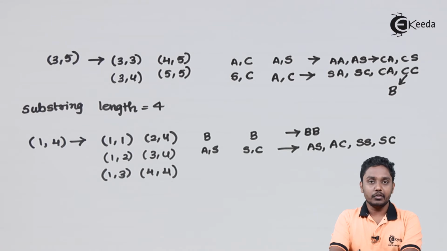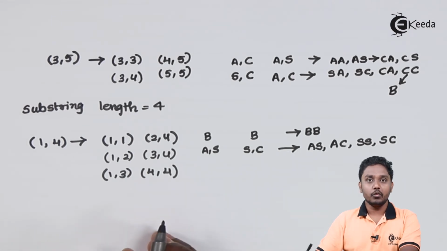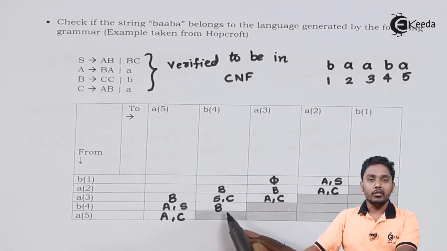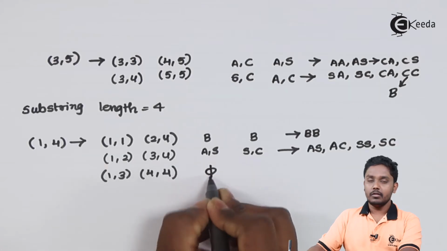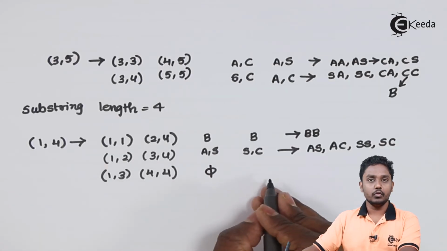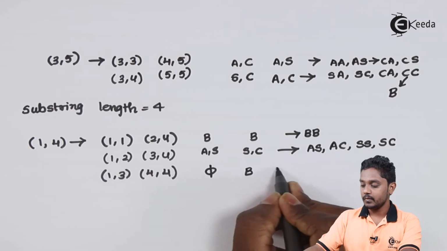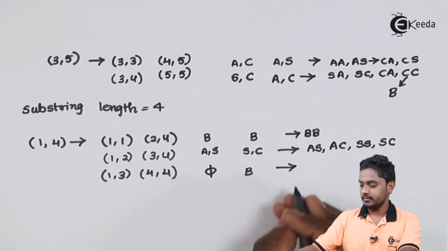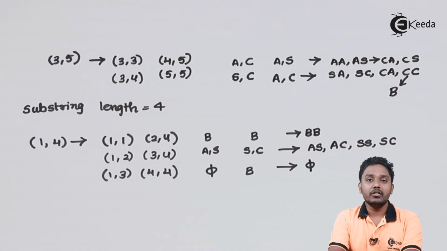Now let us find the third one, 1 3 and 4 4. You will see that 1 3 is not produced using any production, hence we have a null. 4 4 is produced using B. 1 3 would be null, 4 4 would be B. Concatenation of any string with a null would be null. Out of these RHS generated, you will find that none of them is produced using any of the grammar symbols in the given grammar, and hence 1 4 must be set to null.